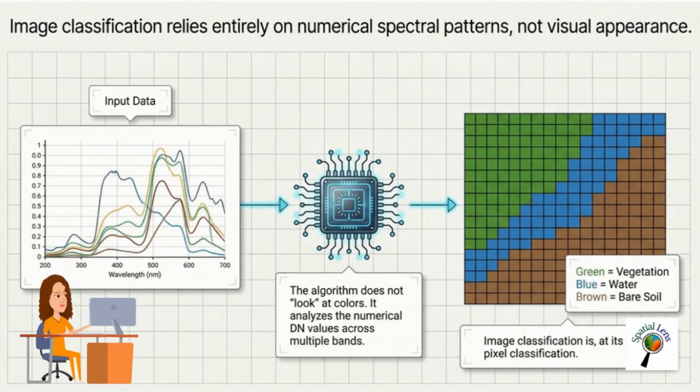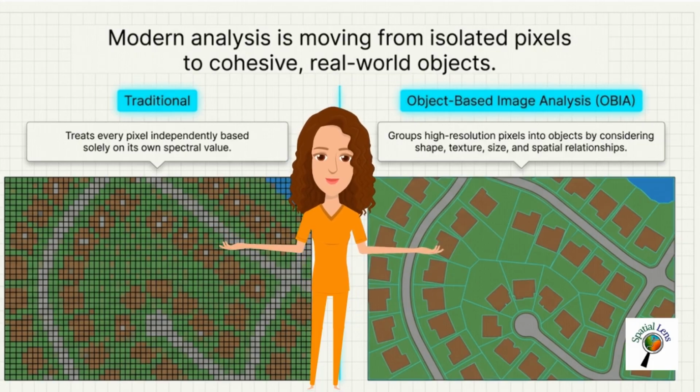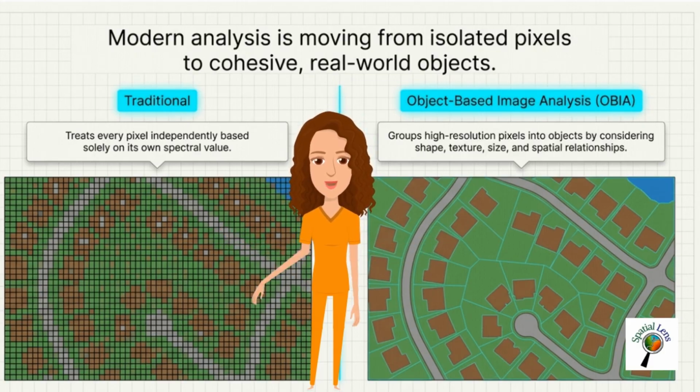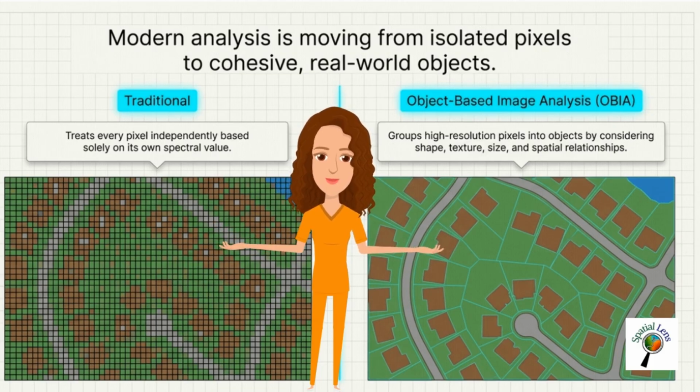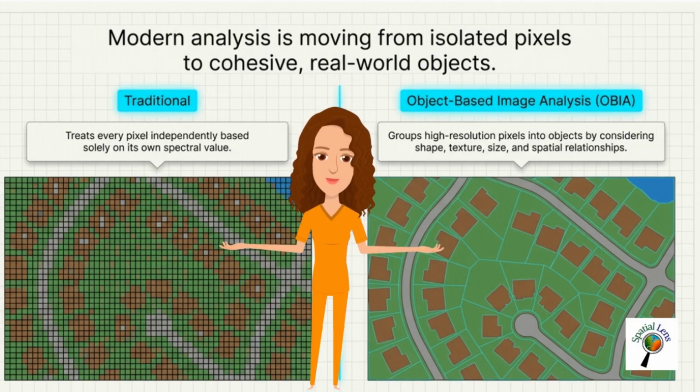Now let's understand pixel-based analysis versus object-based analysis. Traditional remote sensing treats every pixel independently. Each pixel is classified according to its own spectral values. Modern high-resolution remote sensing often groups neighboring pixels into meaningful objects such as buildings, fields, or roads. This approach is called object-based image analysis, or OBIA. It improves classification accuracy by considering not only pixel values, but also shape, texture, size, and spatial relationships.